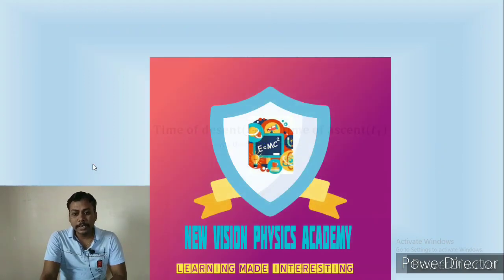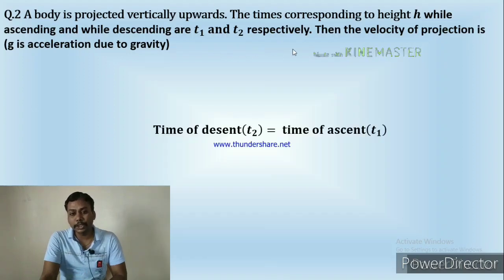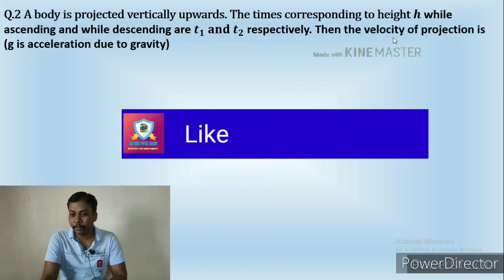So let's see how we solve this example. See the example again. A body is projected vertically upward. The times corresponding to height h while ascending and while descending are t1 and t2 respectively.